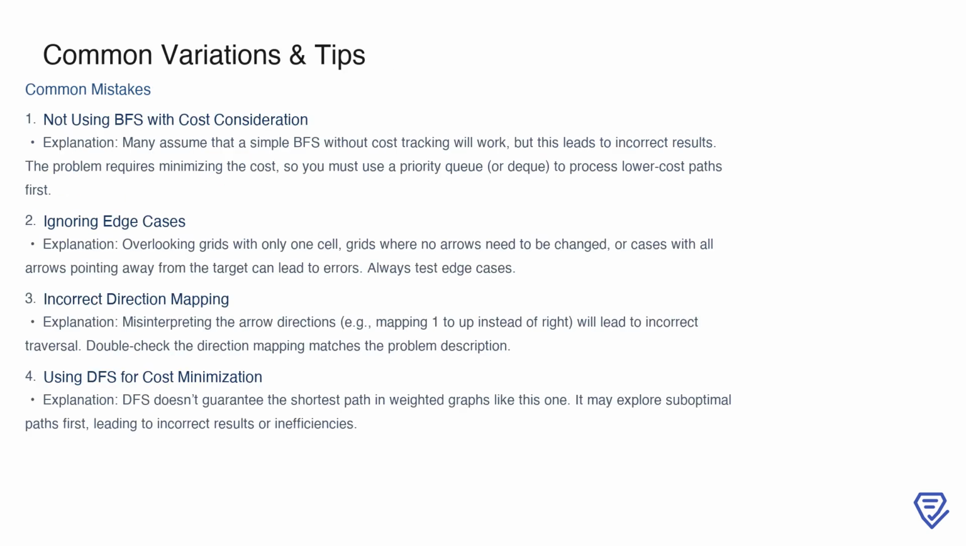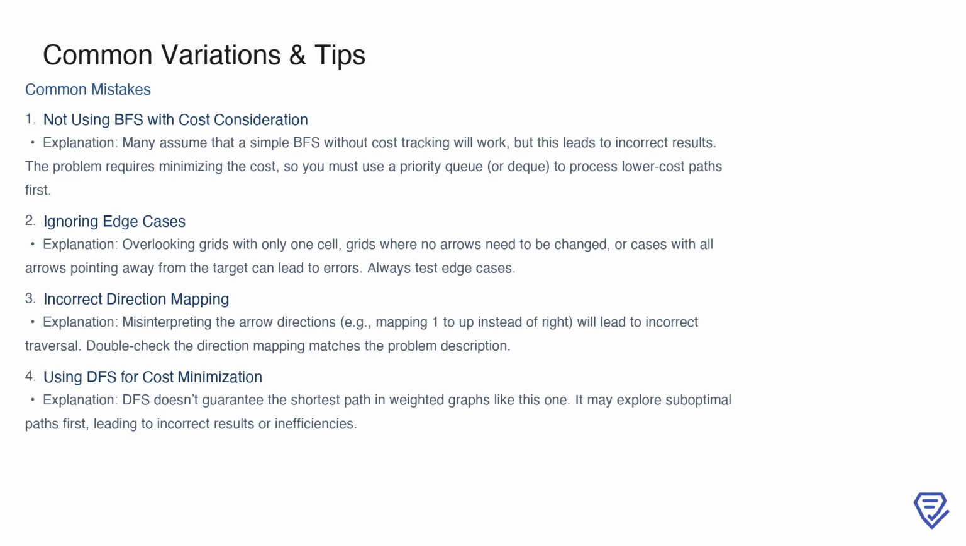When solving this problem, there are a few common mistakes to watch out for. First, many assume that a simple breadth-first search without considering costs will work, but this is not the case. Since the objective is to minimize the cost, you need to ensure that lower-cost paths are processed first. This means using a priority queue or deque, rather than a basic queue, to handle the traversal efficiently.